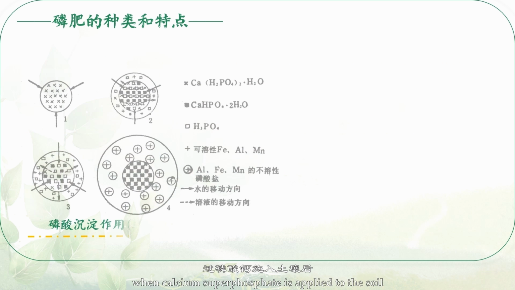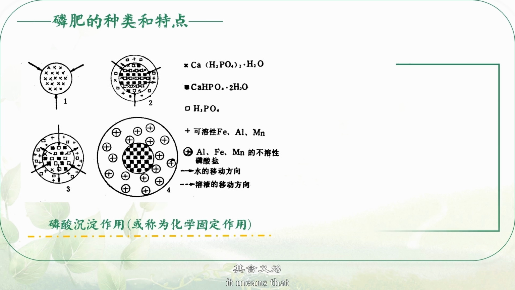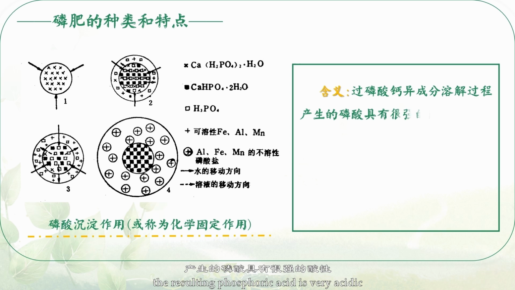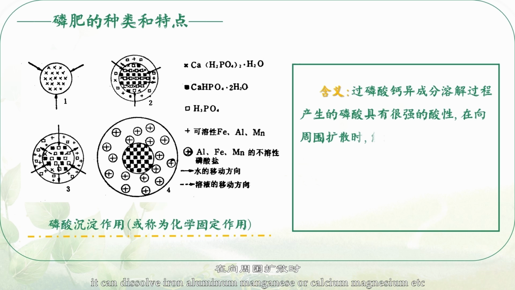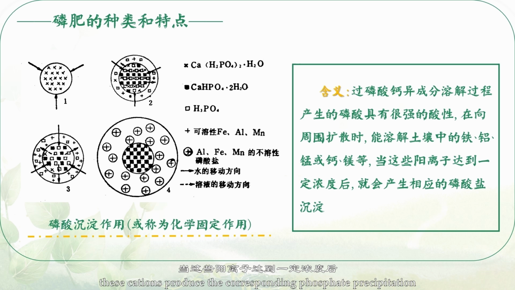When calcium superphosphate is applied to the soil, 2 transformative effects should not be overlooked. 1. Phosphate precipitation or chemical fixation. It means that in the dissolution process of calcium superphosphate, the resulting phosphoric acid is very acidic. It can dissolve iron, aluminum, manganese, or calcium, magnesium, etc. In the soil, when it diffuses, these cations produce the corresponding phosphate precipitation when they reach a certain concentration.